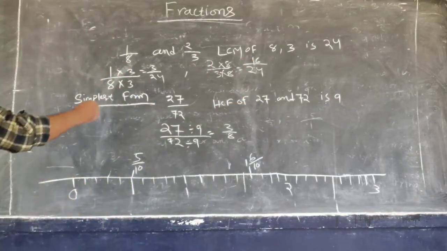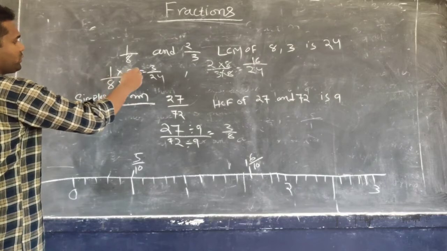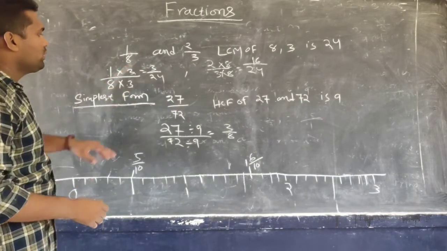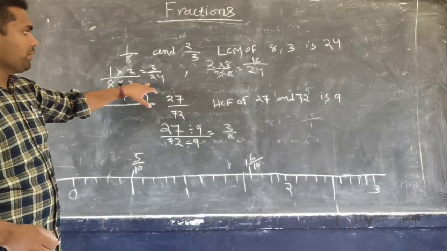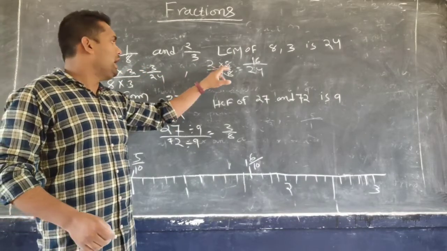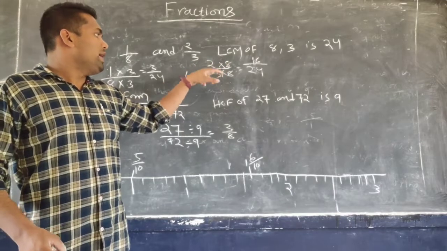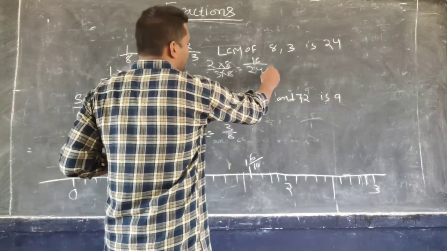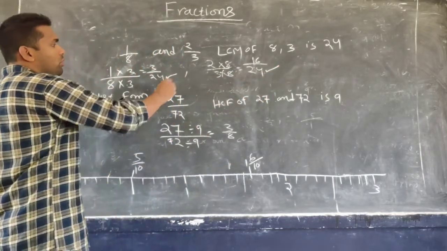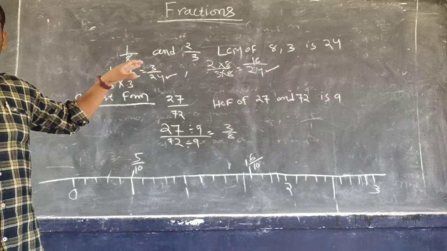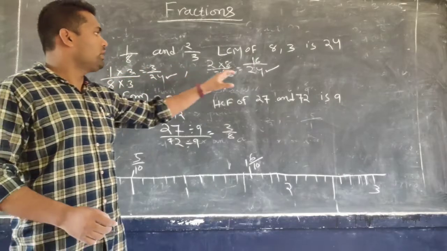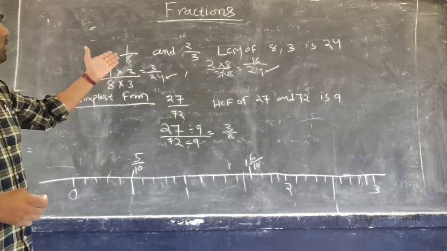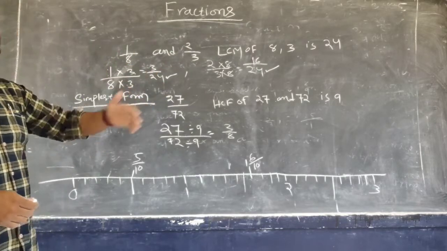We multiply 8 into 3 and 1 into 3, meaning in both numerator and denominator we multiply by 3, so that we get 3 by 24. And in 2 by 3 we multiply by 8. 2 into 8 and 3 into 8, we get 16 by 24. Here we find that in both fractions we get the same denominator, 24 and 24. So this is how we convert 1 by 8 and 2 by 3 into like fractions.